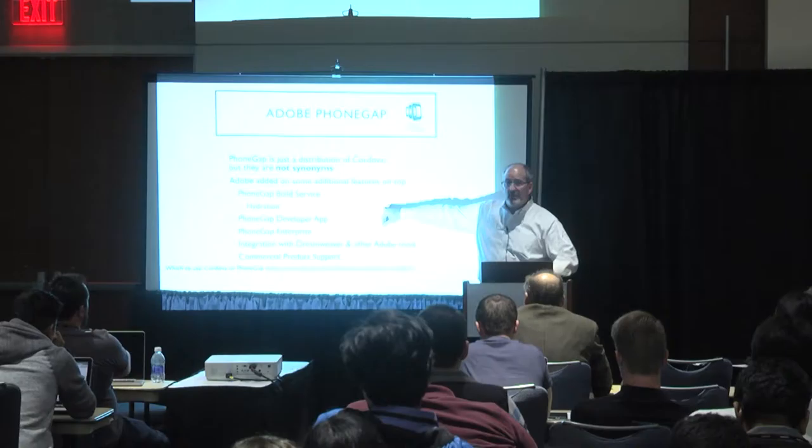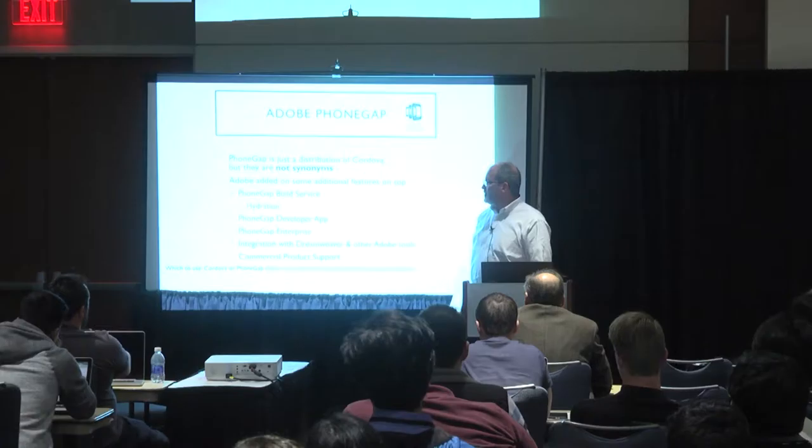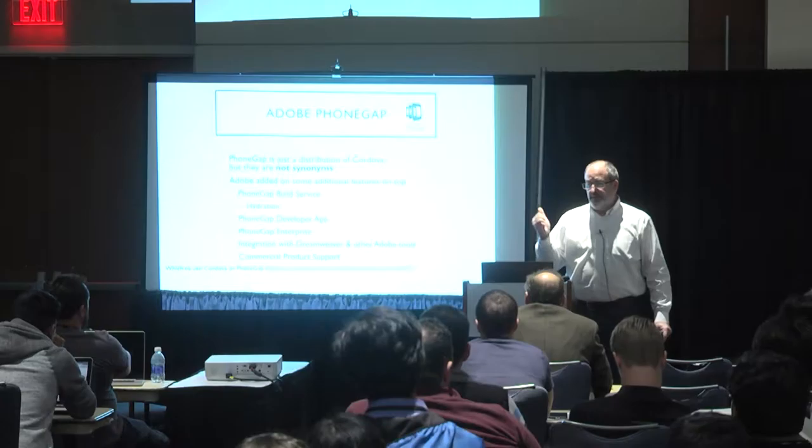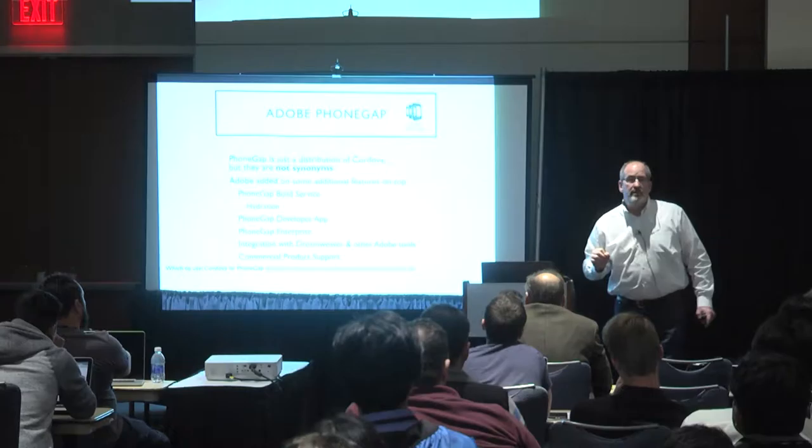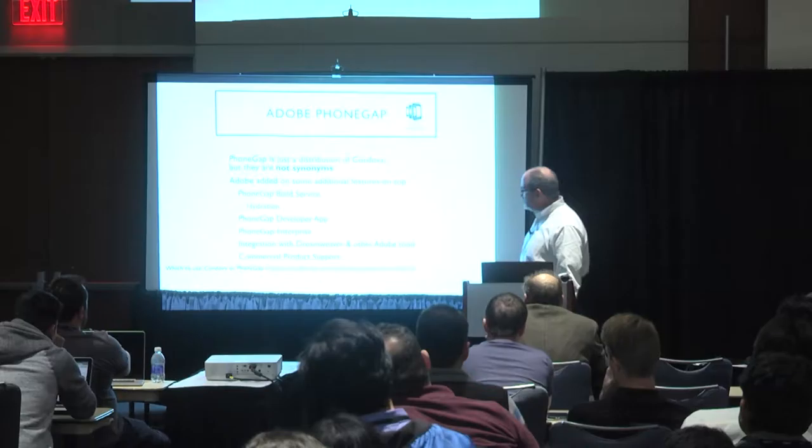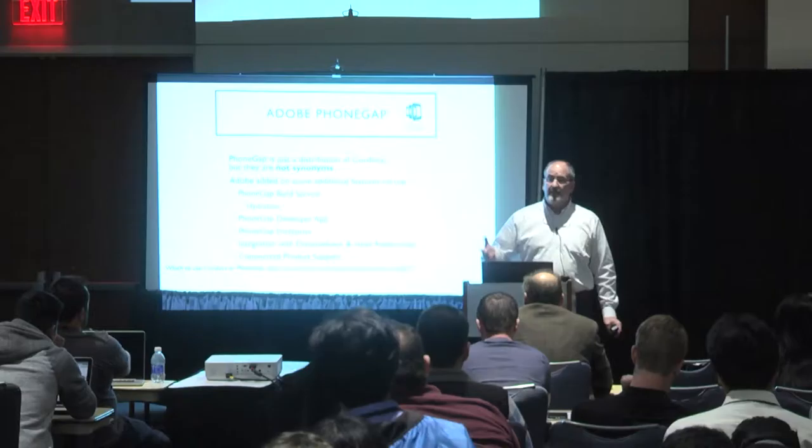There's a PhoneGap developer app, which is in the app stores. PhoneGap Enterprise is an app from Adobe that allows that product to interface with Adobe's cloud products, so the content management, the content cloud, and so on. And then they also used to provide commercial support. I don't know if they still do or not, but it was one way to get commercial support for Cordova. I'm sorry, PhoneGap. We good?